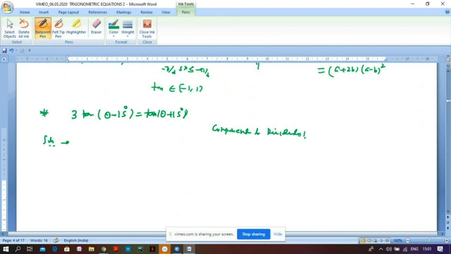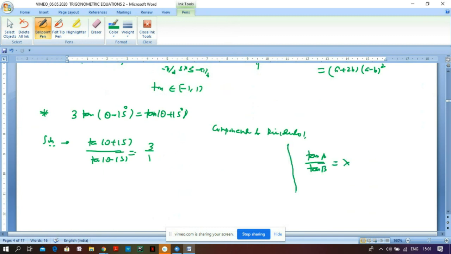They are so placed. So now I will write this as tan of (theta plus 15) upon tan of (theta minus 15) is 3 over 1. This is what we have written. Now I can take componendo and dividendo. But before that, I do some background work: tan A over tan B is lambda. This is my background work. I told you to do this work to simplify things.